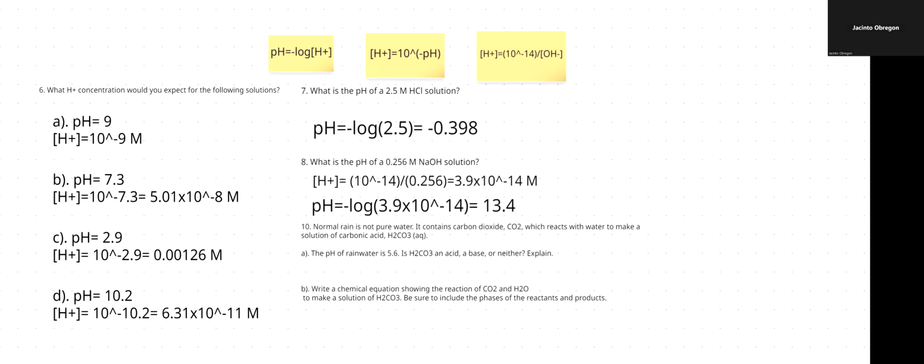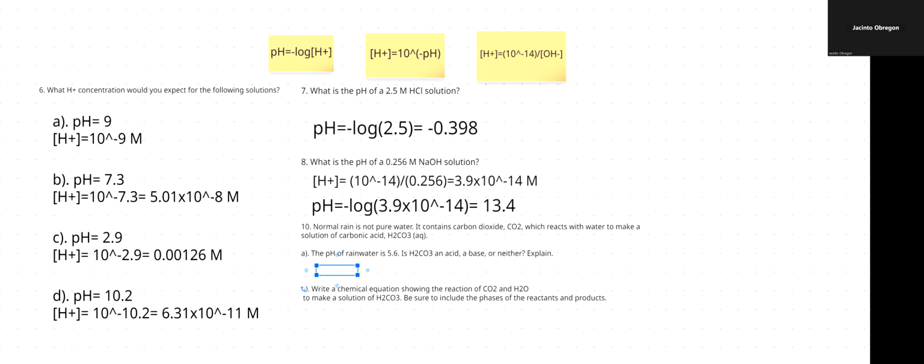Number 10, normal rain is not pure water. It contains carbon dioxide, CO2, which reacts with water to make a solution of carbonic acid, H2CO3, aqueous. The pH of rainwater is 5.6. Is carbonic acid an acid, a base, or neither? Explain. Well, other than the fact that the name gives it away, carbonic acid, I don't know why they did that. The pH of rainwater is 5.6. Anything below a 7 is acidic. So we're going to put H2CO3.